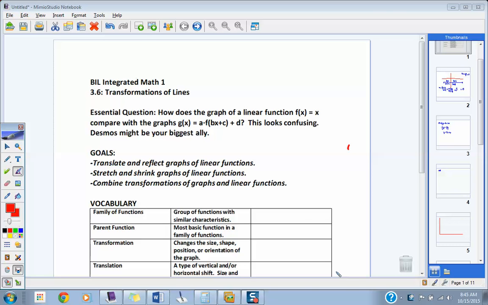I'd like to come up with some kind of a cheat sheet that we create to make this more understandable and a lot easier as we progress through the rest of the year. So, 3.6 is entitled Transformations of Lines.